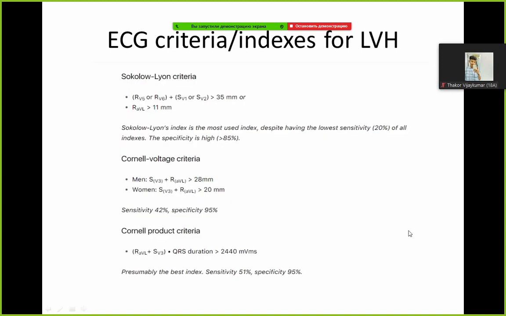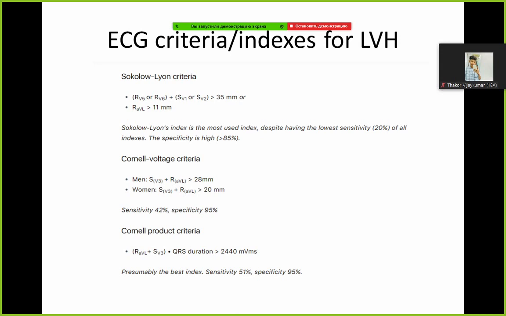ECG criteria or indexes for left ventricle hypertrophy. Pay attention to this slide. The first criterion, the Sokolov-Lyon criterion, is the sum of the height of R in V5 or V6 and the depth of the S wave in V1 and V2. It must be more than 35 millimeters, or the height of the R wave in aVL more than 11 millimeters.